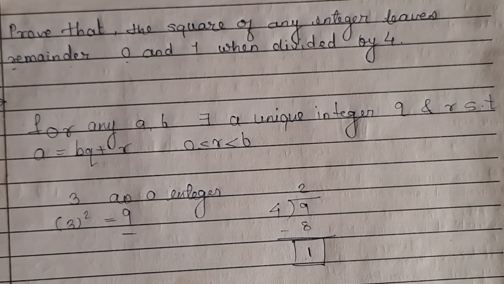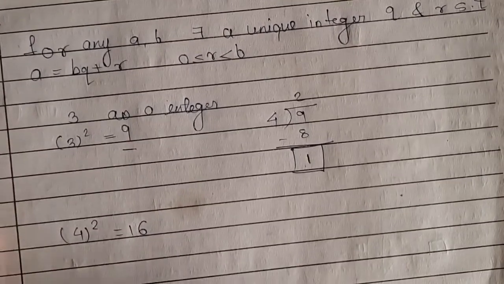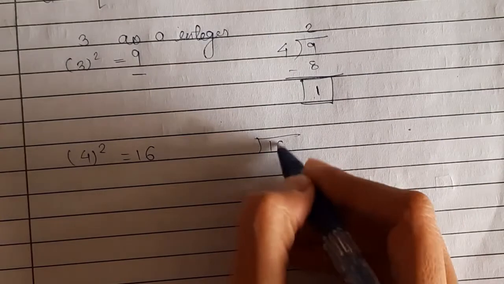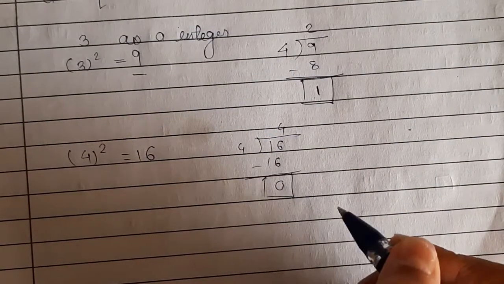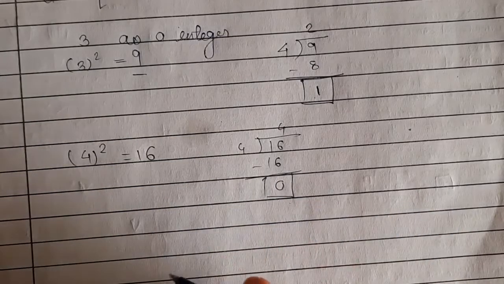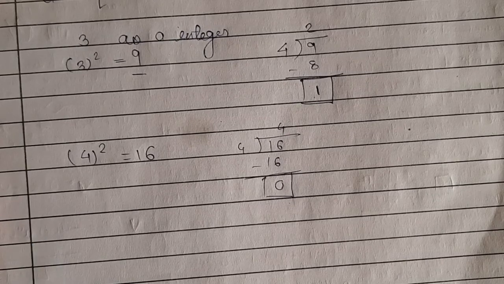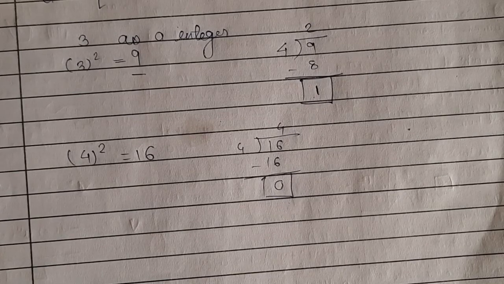Let us take another example in which we get remainder 0. Suppose I take 4. The square of 4 is 16, and if I divide 16 by 4, then I get remainder 0. So here also the condition, that the remainder is 0 or 1, is satisfied. So this is basically our statement's meaning. Now the big question is how to write this in mathematical form.